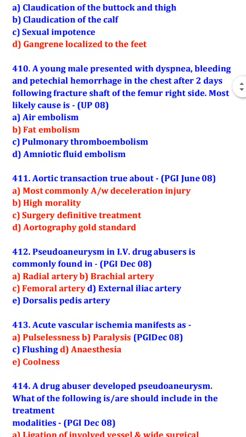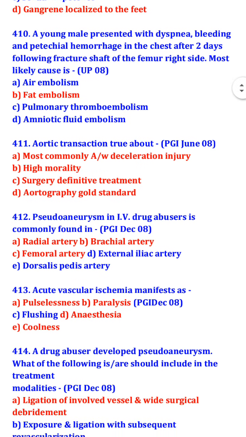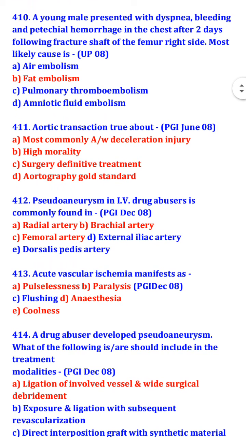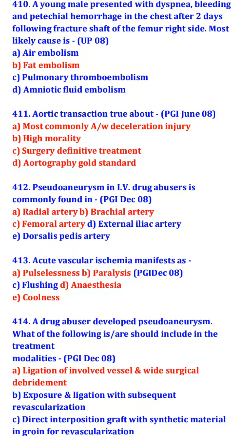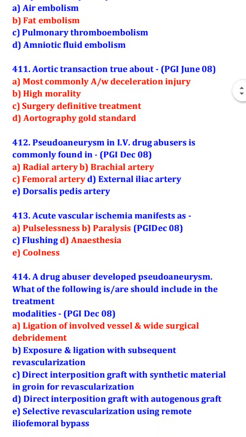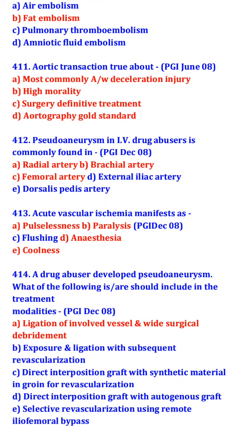Aortic transection, true about: most commonly associated with deceleration injury, high mortality, surgery is definitive treatment, and aortography is the gold standard. Pseudoaneurysm in IV drug abusers is commonly found in the radial artery, brachial artery, and femoral artery. Acute vascular ischemia manifests as pulselessness, paralysis, anesthesia, and coolness.